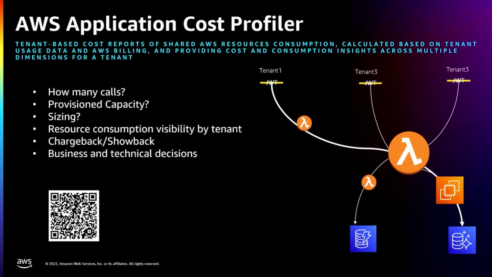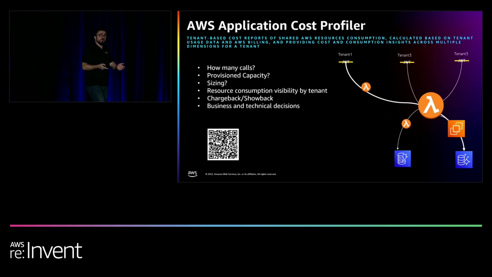Customers who have shared resources or multi-tenant applications have a different challenge. When you look at this diagram, we have multiple customers, tenant 1, 2, 3, and they're accessing the same resources. How are we going to track which customer consumed which resource and how much it cost me? Especially for chargeback, it is difficult, right?